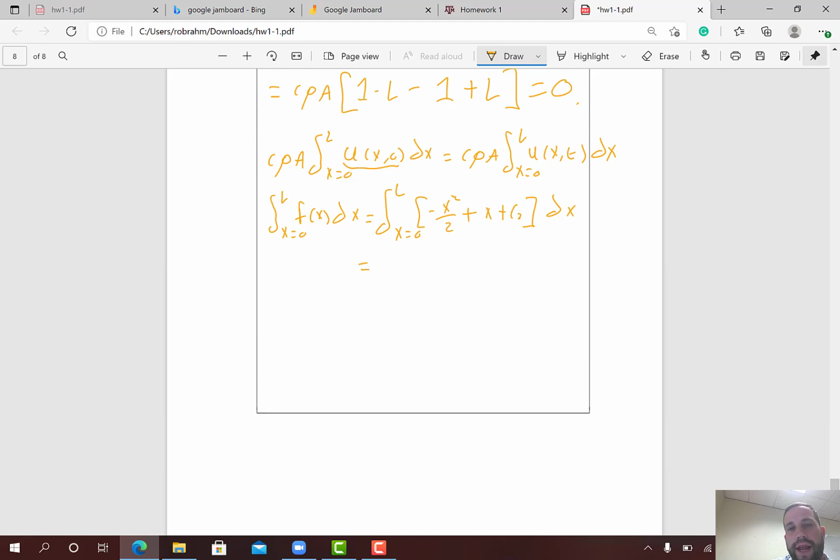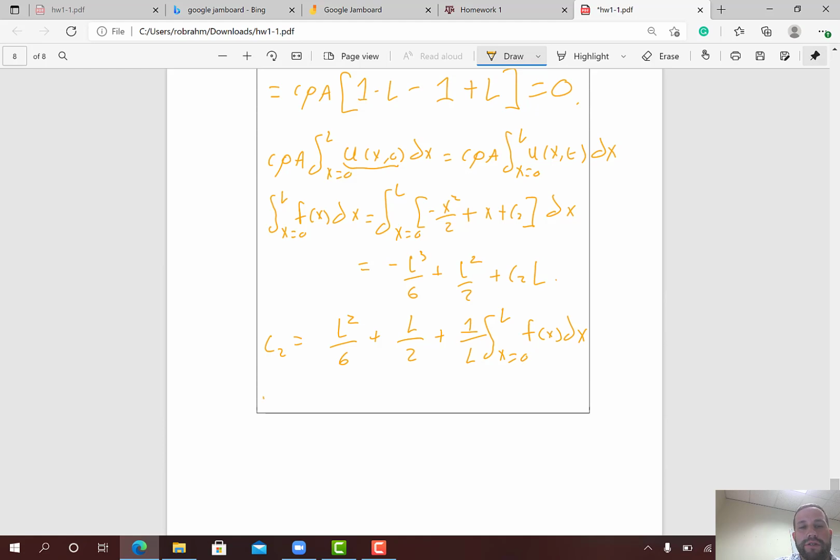Okay, when I do this integral, what am I going to get? What will I get on the right hand side? So this is going to be minus L cubed over 6 plus L squared over 2 plus C2 L. And if I solve for C2, I'm going to get that C2 is equal to L squared over 6 plus L over 2 plus 1 over L times the integral from x equals 0 to L of f of x dx.